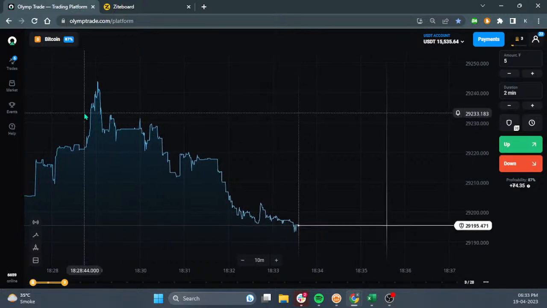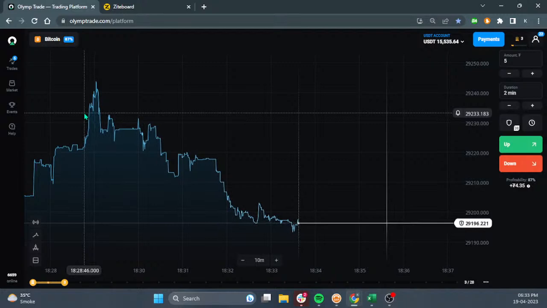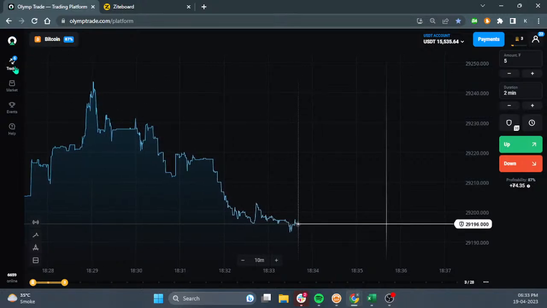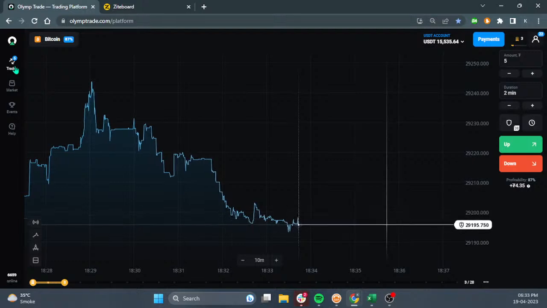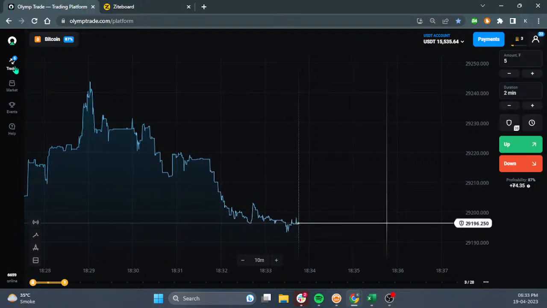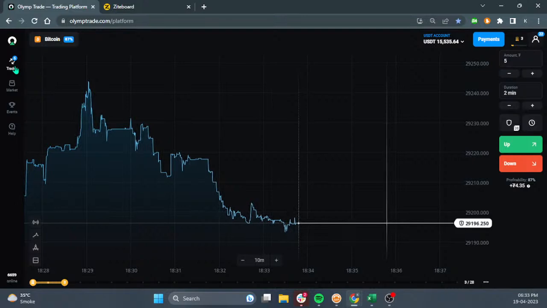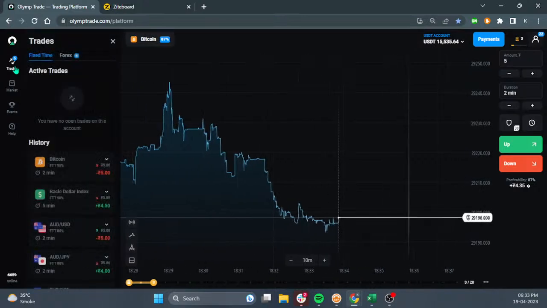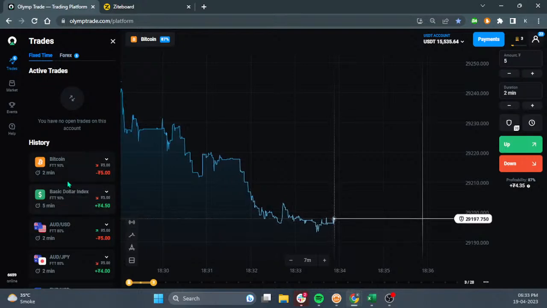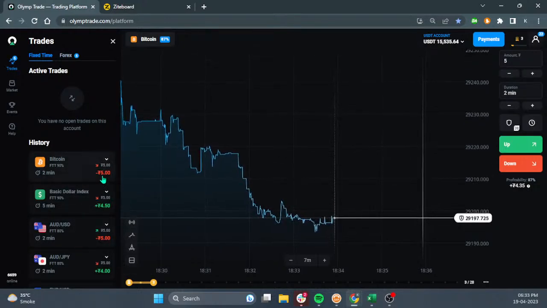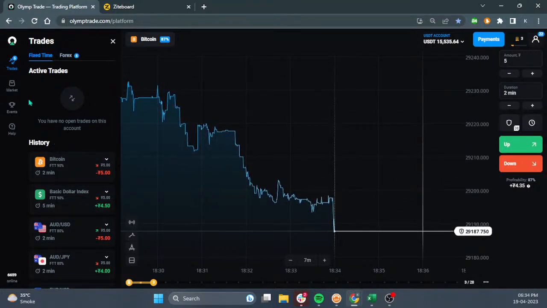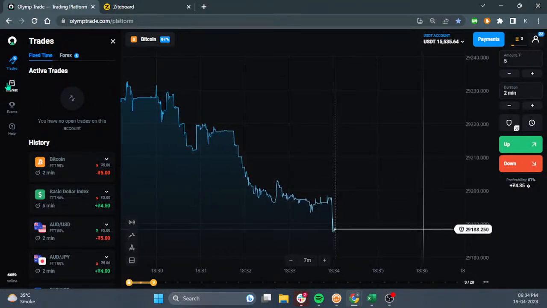So the first and foremost thing is the left-hand side of the interface. If you see over here, whichever trades you are executing right now, and all the trades that you already have executed, you can find everything over here. For example, if I click here right now, you see these trades which I've done in the past. The red means, unfortunately, it was a loss. The green means it was a profit. So that's how you can see all these things, fixed time and forex.